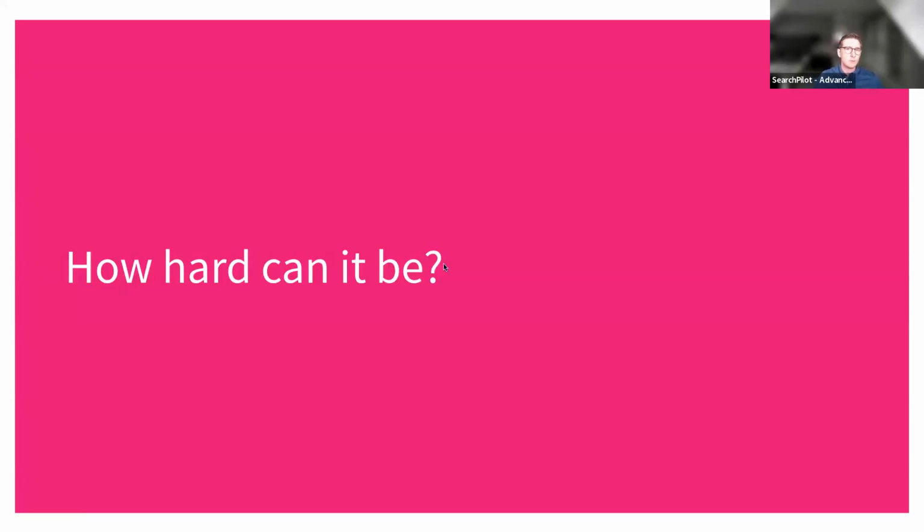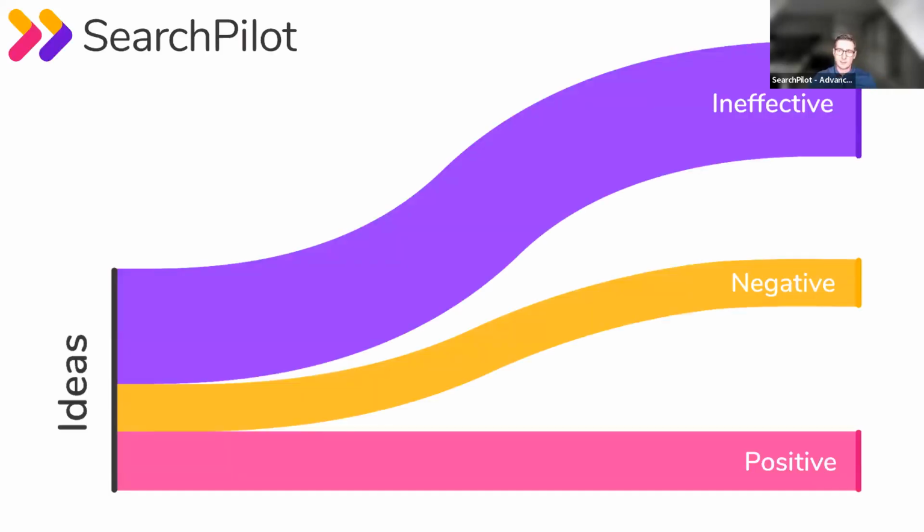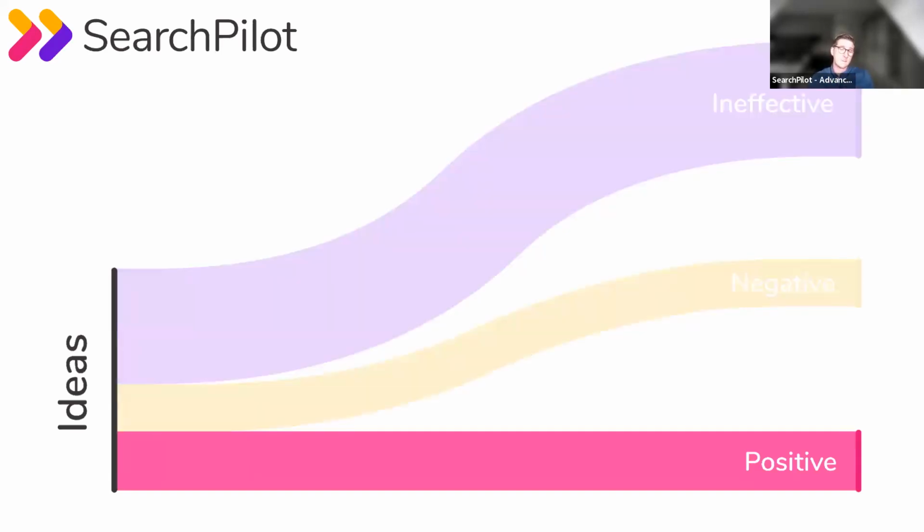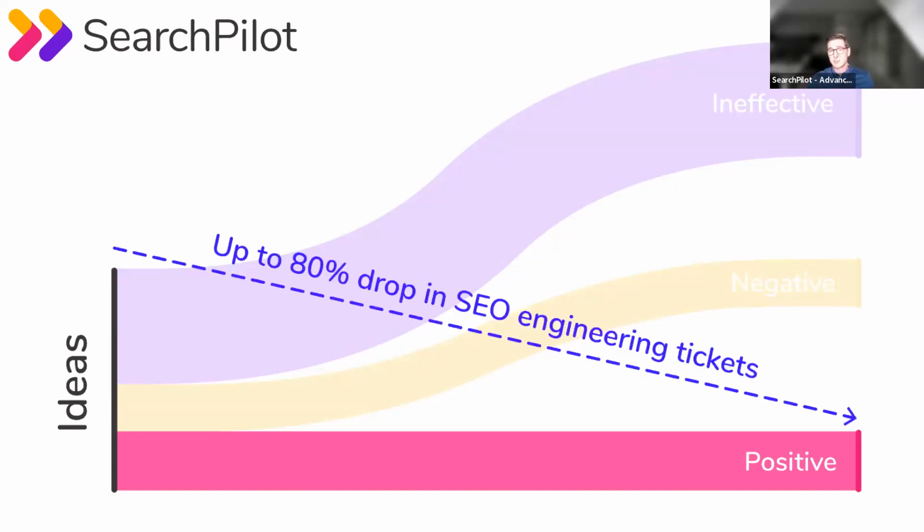Okay, so at this point, you might be thinking, depending on your background, well, how hard can it be? Can we not just look at our analytics data, that kind of thing? Well, from our research, we found that only about 10 to 20% of the tests that people run are positive. The rest are inconclusive or even negative in some cases. And so in essence, what that means is up to about 80% of your SEO tickets are probably useless. They're either not adding any value, or in some cases even hurting your traffic, but you've got no way of measuring that.